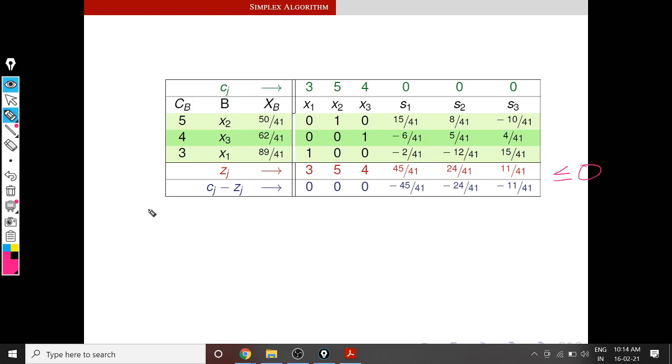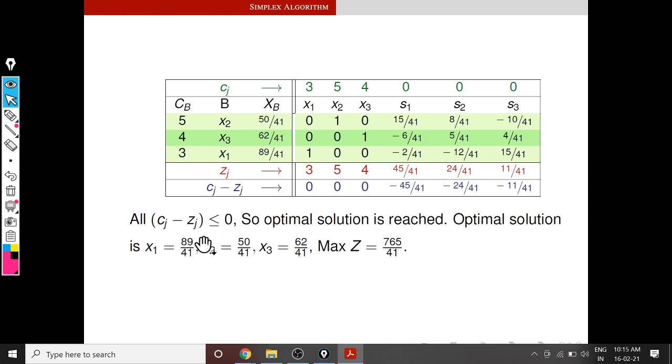So our decision variables are X1, X2, X3. So what are the values of X1, X2, X3? What is the value of X1 from this table? 89/41, and X2 is 50/41, and X3 is 622/41. Okay, അപ്പോൾ അത് നിങ്ങൾക്ക് എഴുതാം. അത് വെച്ചിട്ട് നിങ്ങൾക്ക് എന്ത് കമ്പ്യൂട്ട് ചെയ്യാം? ഒബ്ജക്റ്റീവ് ഫംഗ്ഷൻ 3x1 + 5x2 + 4x3. അത് ഉപയോഗിച്ച് വി ഹാവ് ടു കമ്പ്യൂട്ട് ദ മാക്സിമം വാല്യൂ. All these values are negative, so optimum solution is reached. Optimum solution is like this, and maximum is 765/41.